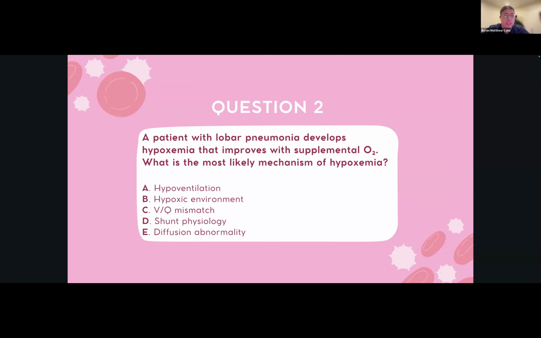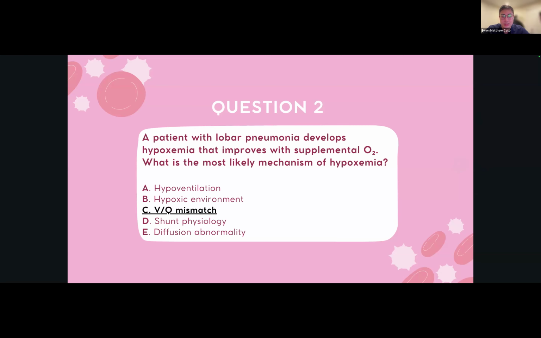A patient with lobar pneumonia develops hypoxemia that improves with supplemental O2. In this case, what is the most likely mechanism of hypoxemia? Anyone in the chat? So for this case, it's actually VQ mismatch.